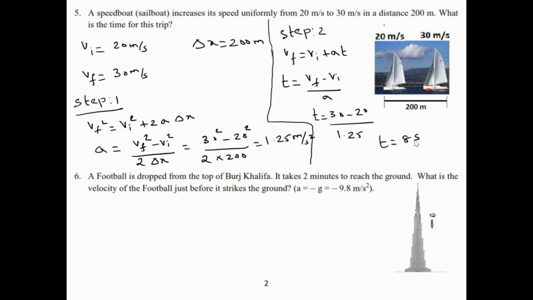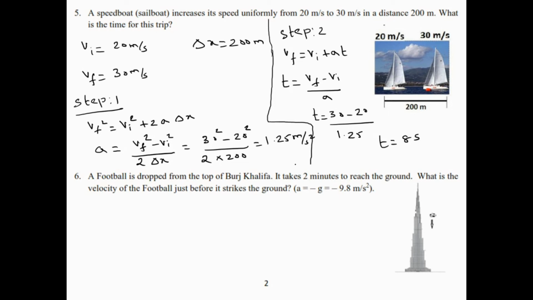And now we have to answer the sixth question. What is given here? A football is dropped from the top of the Burj Khalifa. It takes 2 minutes to reach the ground. And what is the velocity of the football just before it strikes the ground? And here, of course, because the ball is in the air, we have to take the acceleration due to gravity as a negative value.